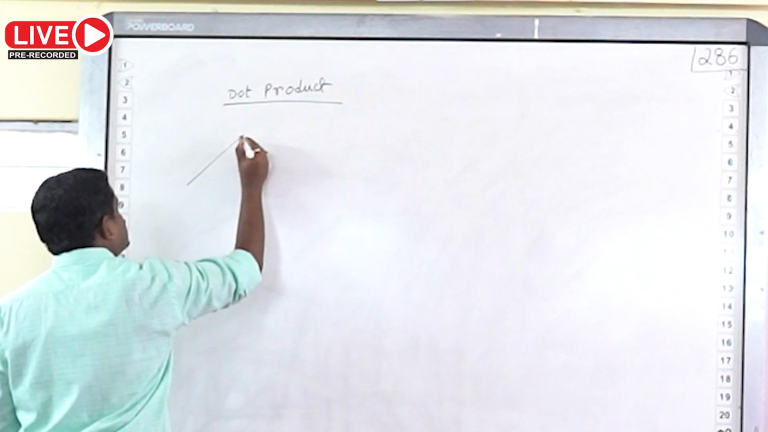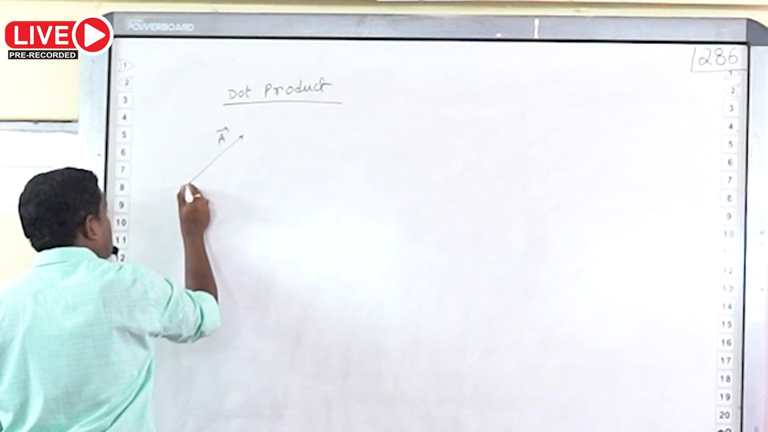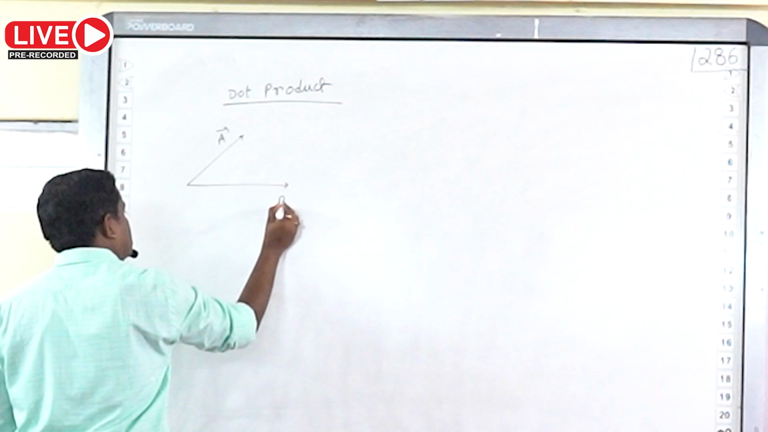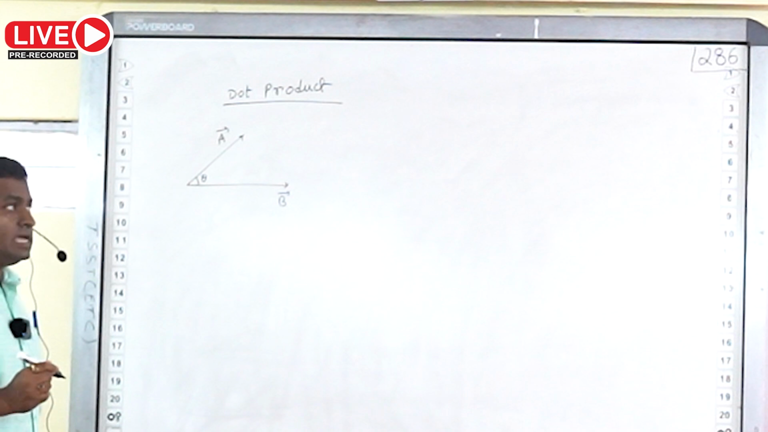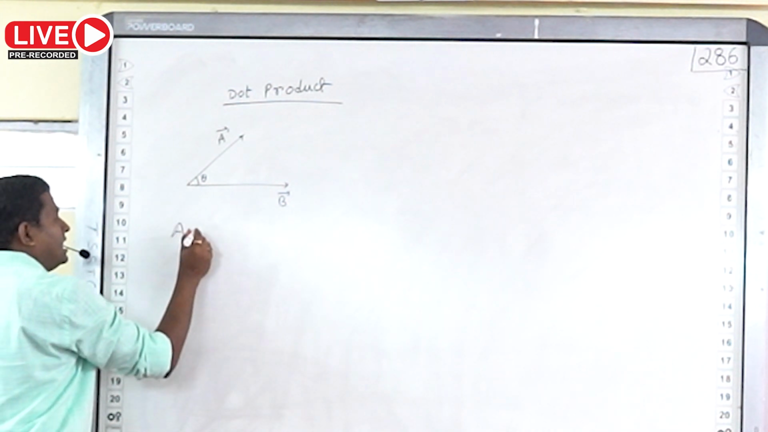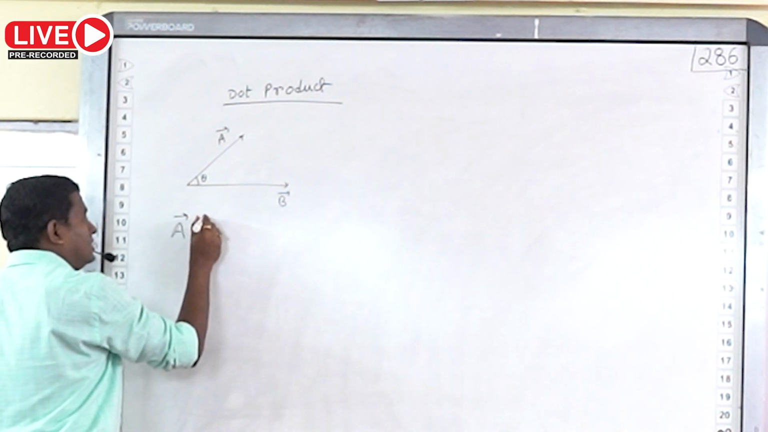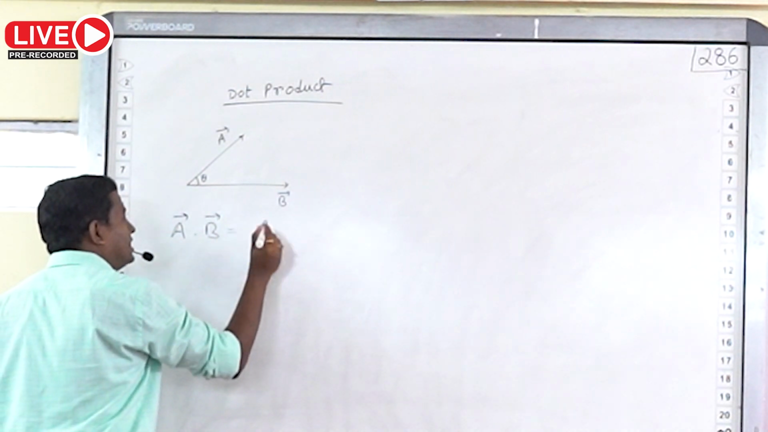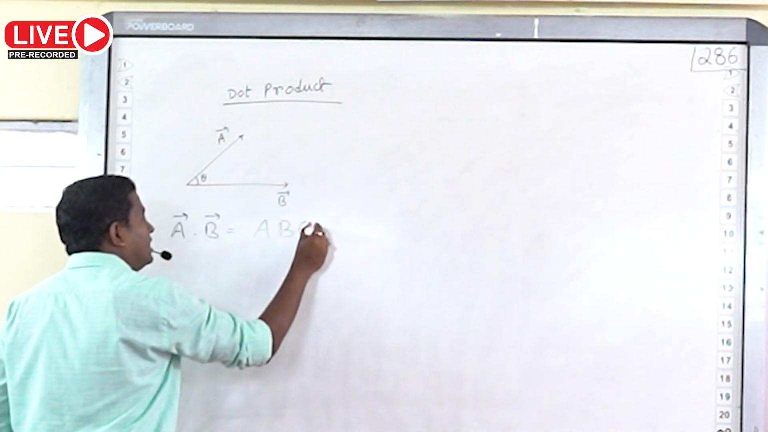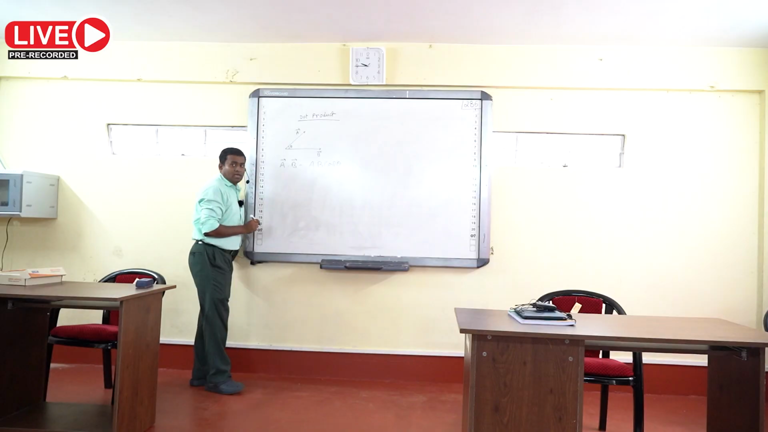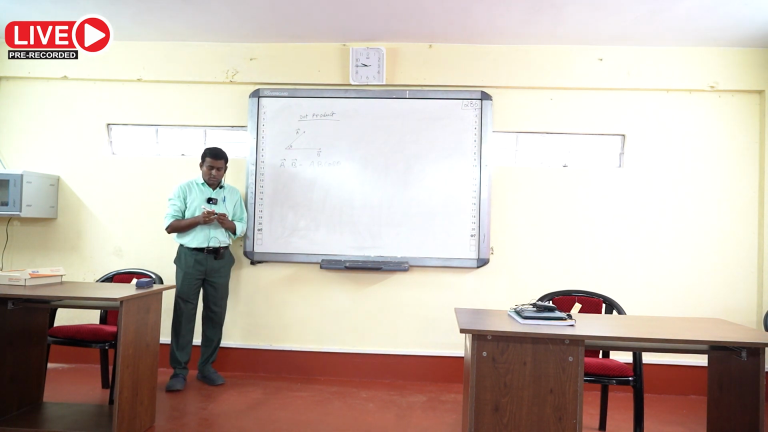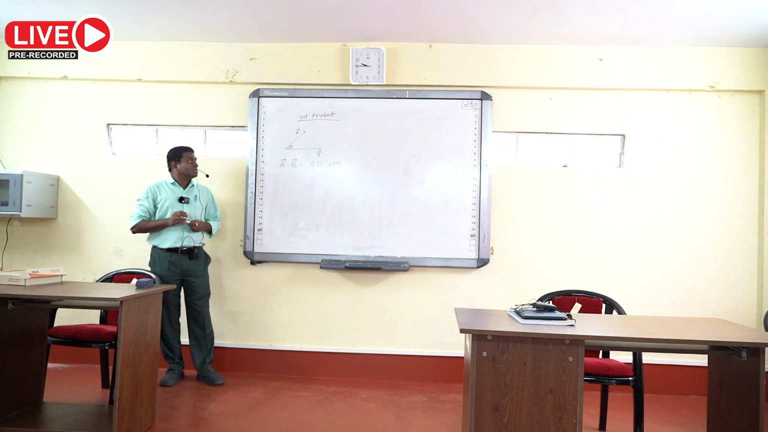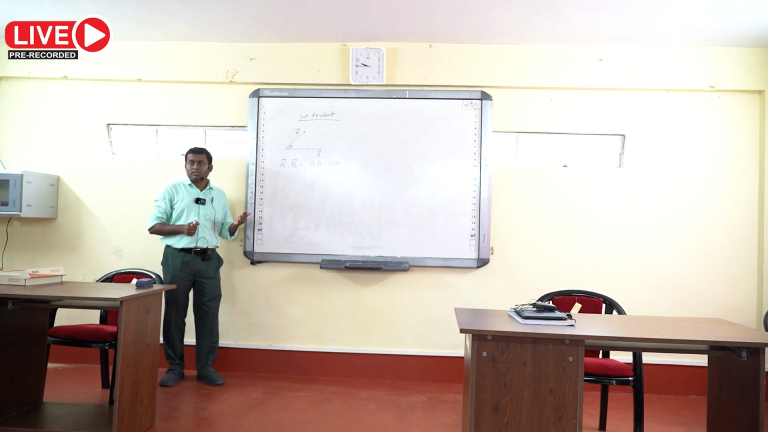Suppose this one is a vector A, this one is a vector B, and the angle between them is defined as theta. Then dot product A dot B is defined as magnitude of A, magnitude of B into cosine of the angle theta between them. Now, what is the significance of this product?